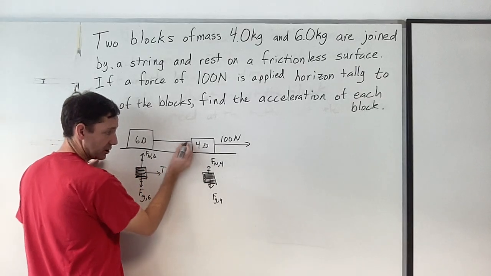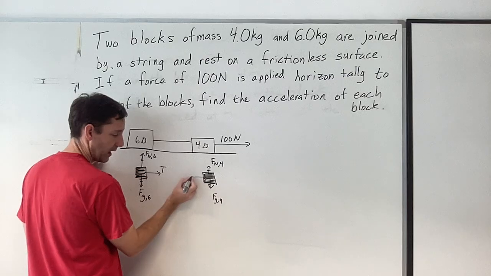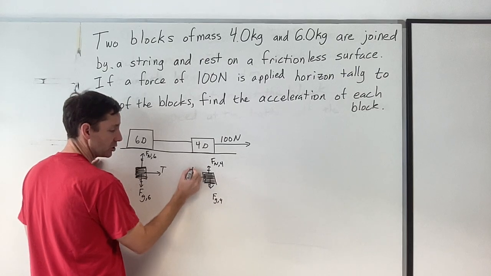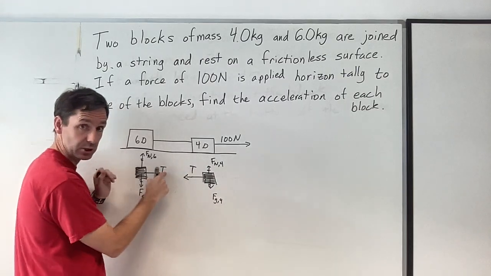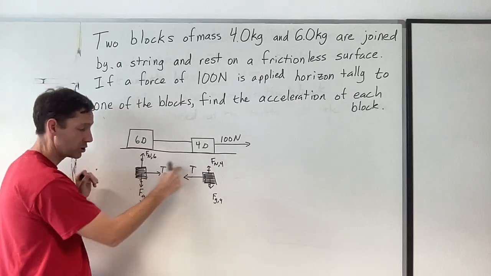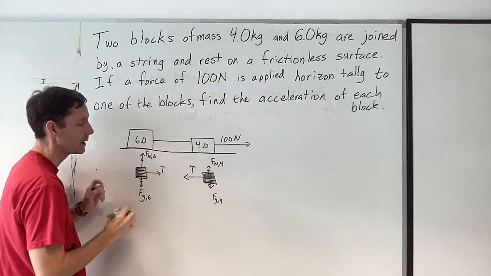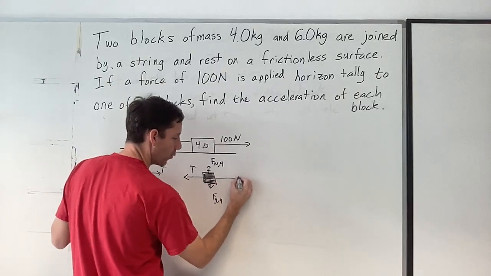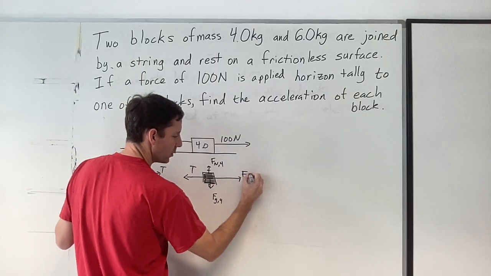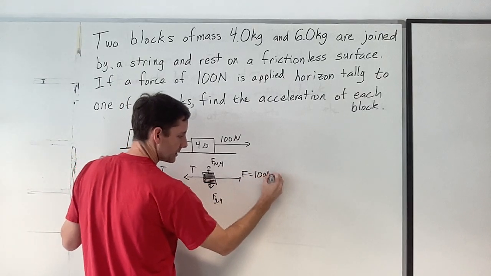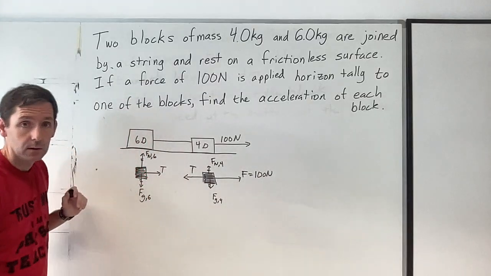We have the tension of the string, which would be pulling to the left. Now that should be the same as this tension right here, right? So those two are the same. That's why I'm using the same exact letter for both of those. And then I have some force, which is that 100 newton force pulling to the right, okay?